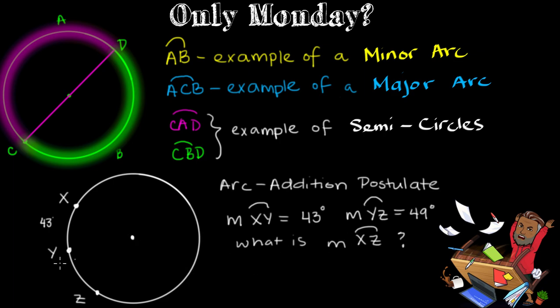And I also have yz is 49, so I could write a 49 right there. The question then is what is the measurement of arc xz?